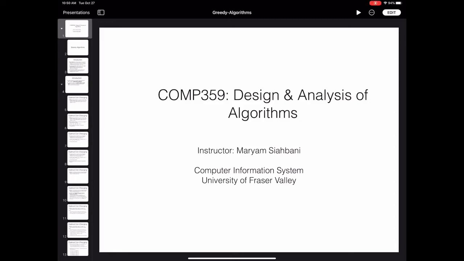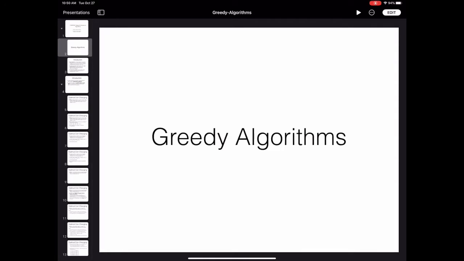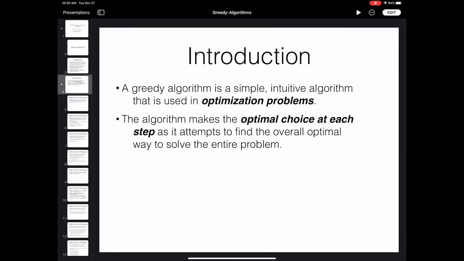Hello everyone. In this video I am going to talk about greedy algorithms. Greedy algorithms are another famous problem solving technique in algorithm design, which has very interesting properties. Although those properties make it completely different from dynamic programming, there is a close relationship between dynamic programming and greedy algorithms.